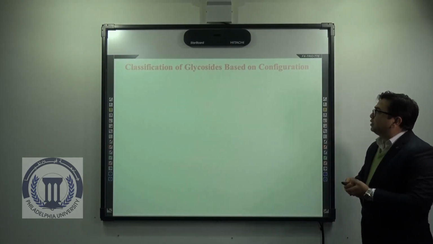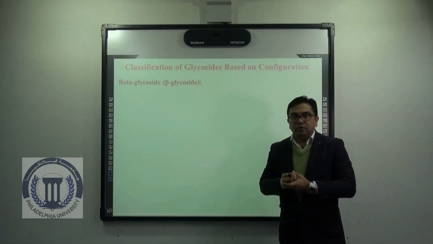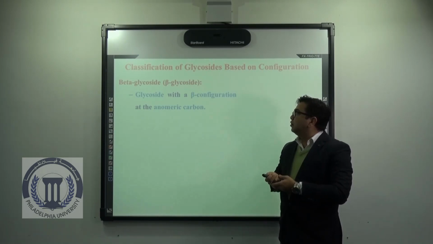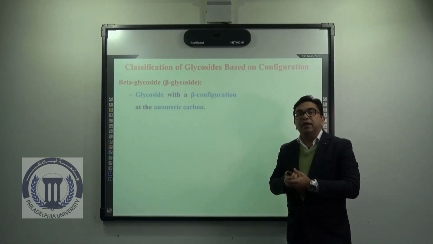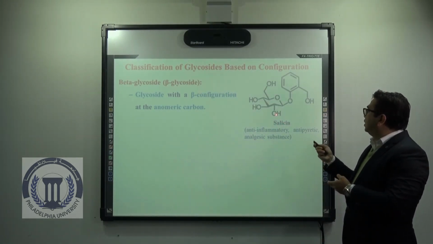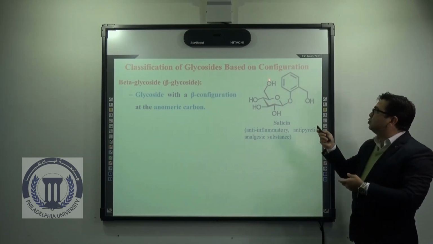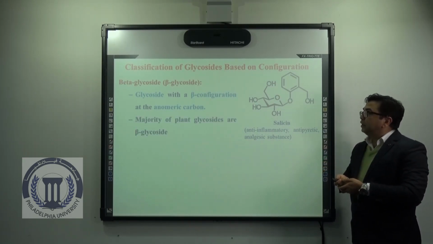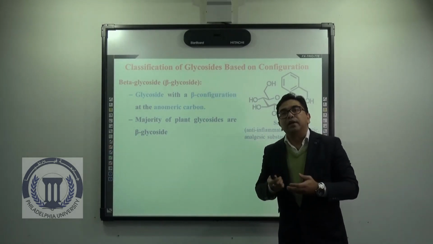So first of all, classification of glycoside based on configuration. The first class is beta glycoside. These are the glycosides with beta configuration at the anomeric carbon. For example, here you can see the example is salicin, where the aglycon part is cis to the CH2OH group in beta configuration. And it is important to note that a majority of plant glycosides are beta glycosides in nature.